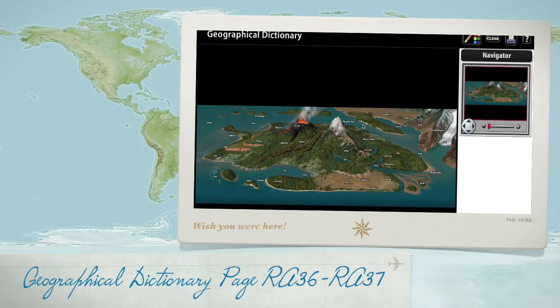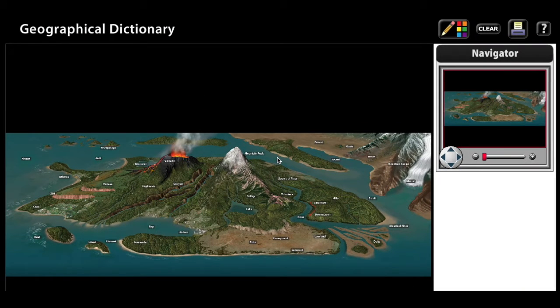Today in geography, we're going to take a look at the Geographical Dictionary. This is found on page RA36 and RA37 in your geography textbook. Now, the purpose of our study today is to understand the different types of geographic features.